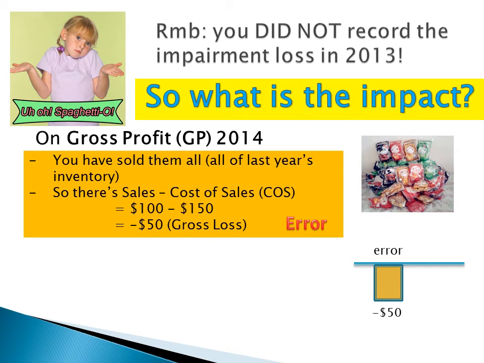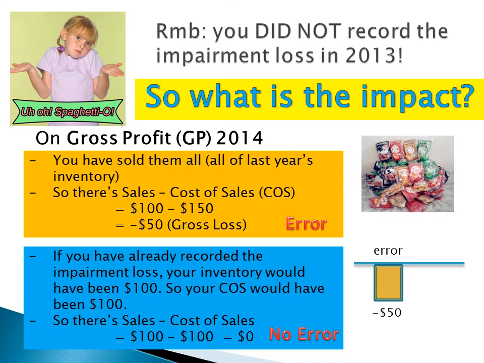Now let's take a look at this. You made an error, so you have made a gross loss of negative $50. Now let's take a look at what happens if it is correctly entered. That means you have recorded the impairment loss in 2013. Should you have done that, your inventory now would have been 100. And so when you sell this batch of goods, your cost of sales will naturally be 100. So your sales 100 minus cost of sales 100, you get 0. You make no gross loss.